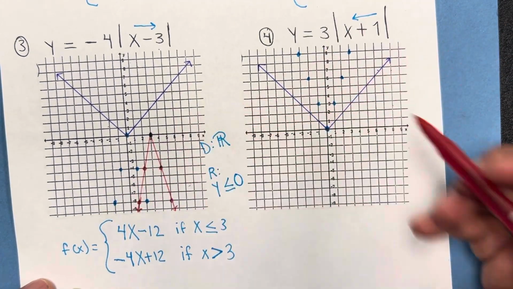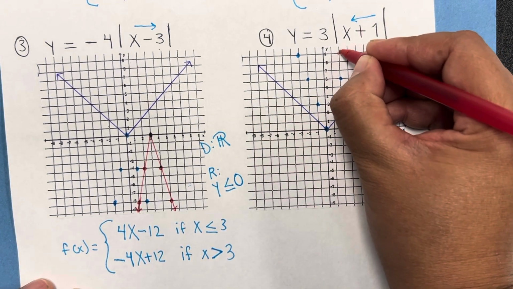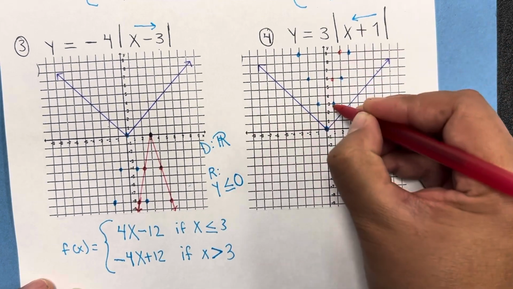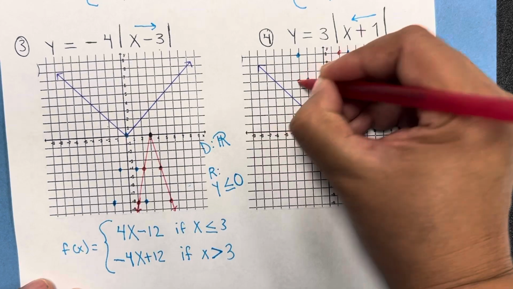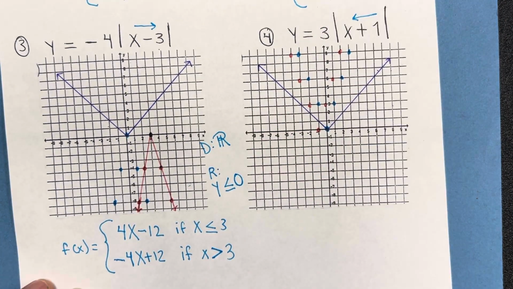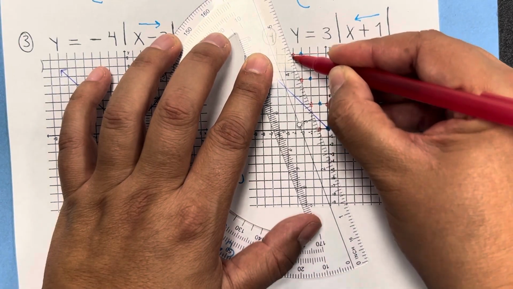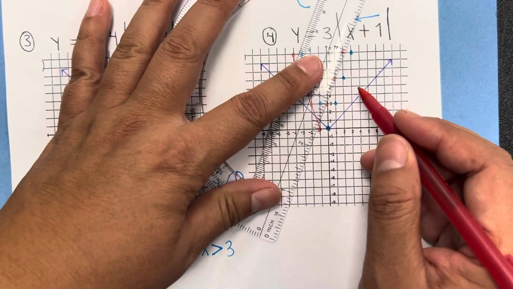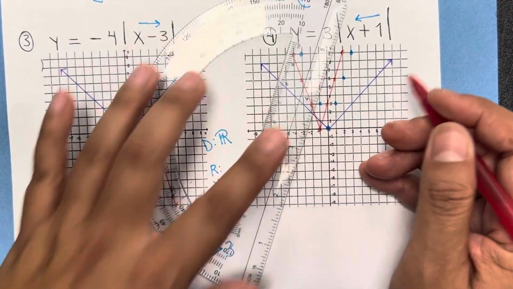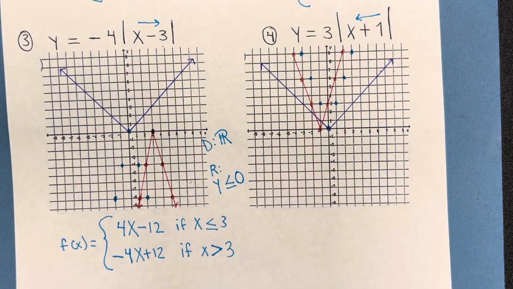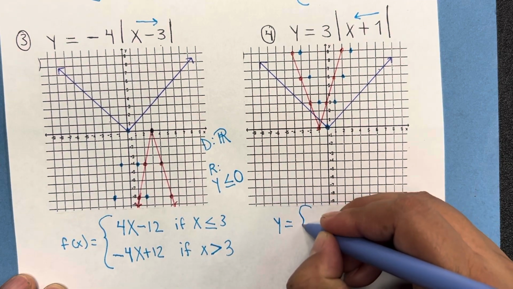We use a different color to move all the points to the left, one space. So this one goes here, this one goes here, this goes here, this one goes here. This one will move this way, and this way. We can create our graph. And that's our new graph. That's what we're going to be finding the function, the piecewise function for.